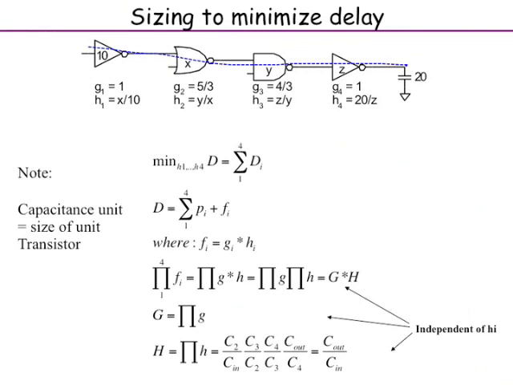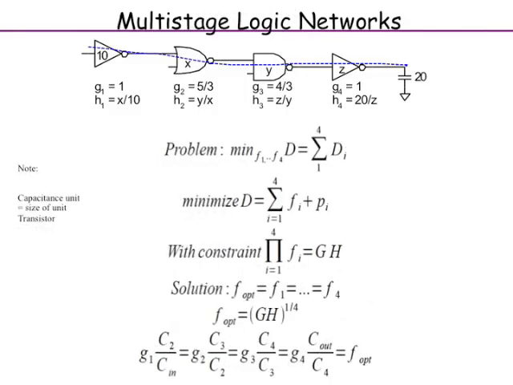And this is basically your hyperbola. If you take the product F1 till F4 and say it's a constant, it traces a hyperbola. Maybe in 2 dimensions it's easy to see. F1 times F2 equal to constant is a hyperbola, and you want to find the point at which the sum is minimum, and that point happens when all the F's are equal.